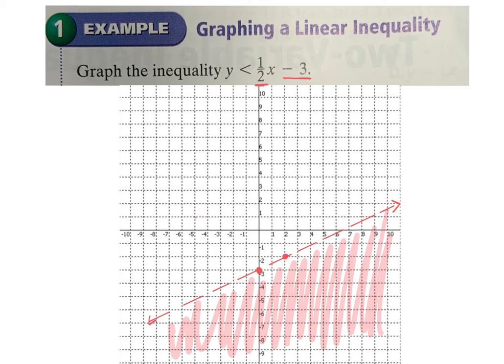When I grade these, I grade on, did you graph the line correctly? I grade your y-intercept and your slope. Then I look, did you dash it or make it solid correctly? And then where did you shade it? So it's like a 3-part thing that I'm looking at. Did you graph the line correctly? Did you make it dashed or solid correctly? Did you shade correctly?